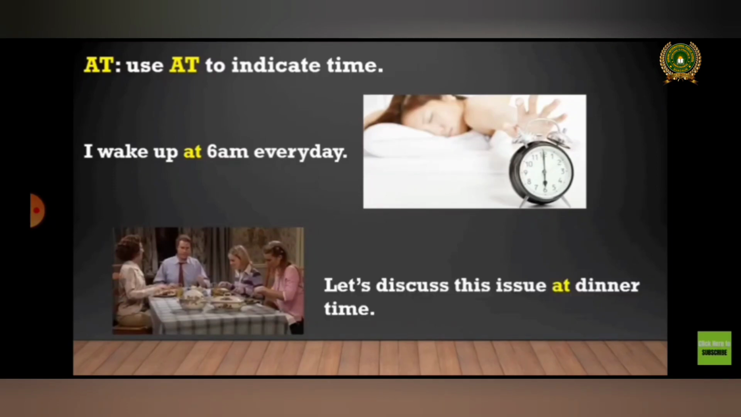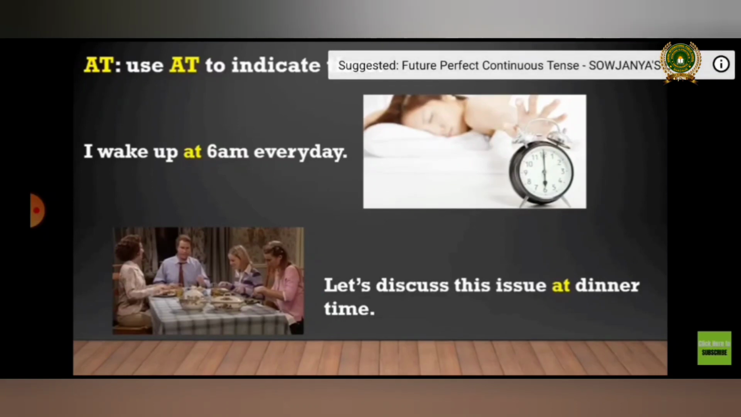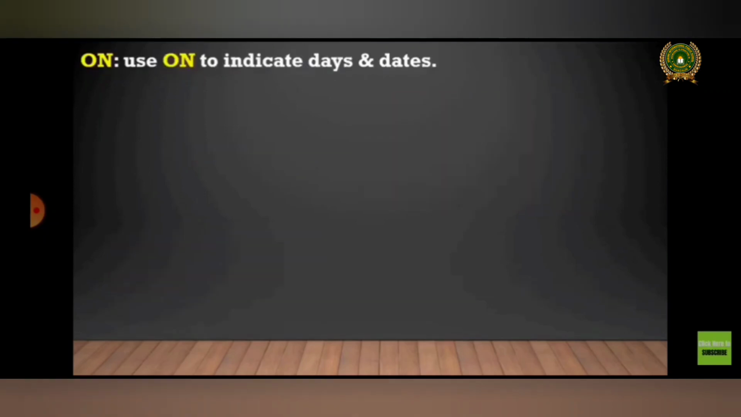Let's discuss this issue at dinner time. So exact time is mentioned here. So at dinner time, proper time is mentioned here.